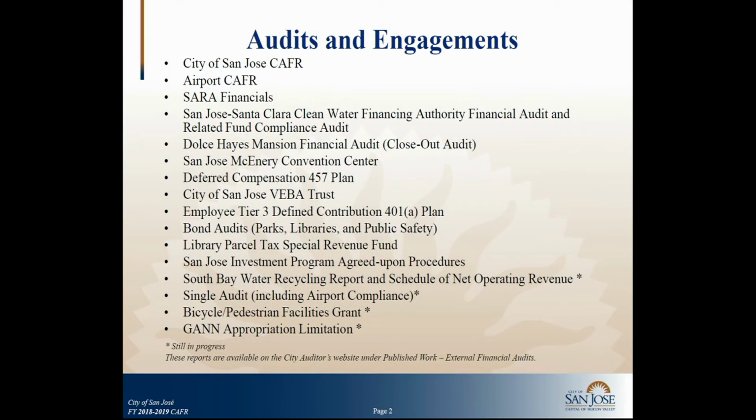As we move to the next slide, it isn't just the comprehensive annual financial report that's presented to you, but there are 20 other reports that go into reviewing the city's financial position over the course of the previous fiscal year. And here's a list of them. They go from the various bond audits to the airport to the Clean Water Financing Authority, a lot of federal grant reporting. So that's a comprehensive list for you to see.